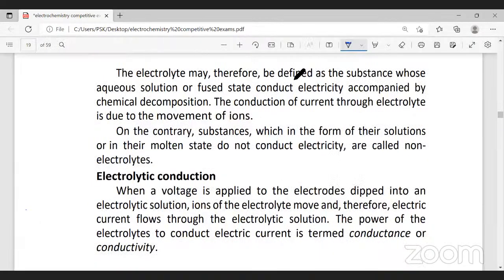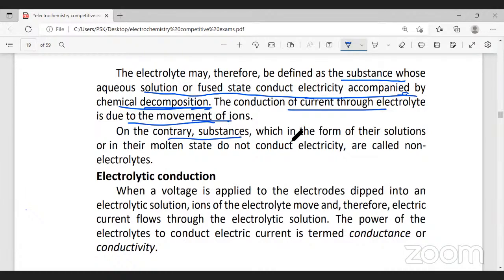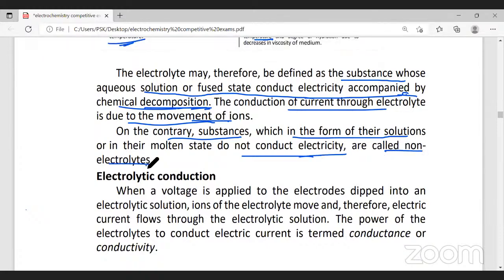The electrolyte may therefore be defined as a substance whose aqueous solution or fused state conducts electricity accompanied by chemical decomposition. The conduction of current through electrolyte is due to movement of ions. We learned it. On the contrary, substances which in the form of their solutions or in molten state do not conduct electricity are called non-electrolytes. We learned about electrolytes and non-electrolytes in the previous chapter.